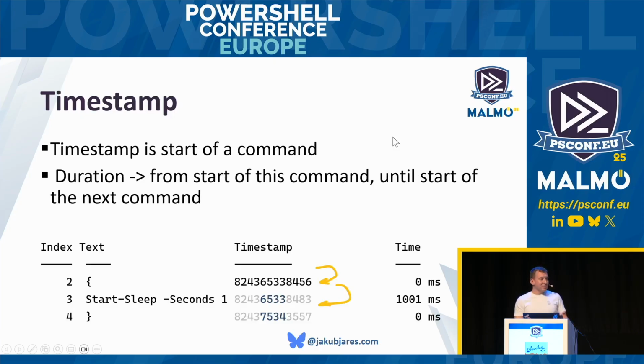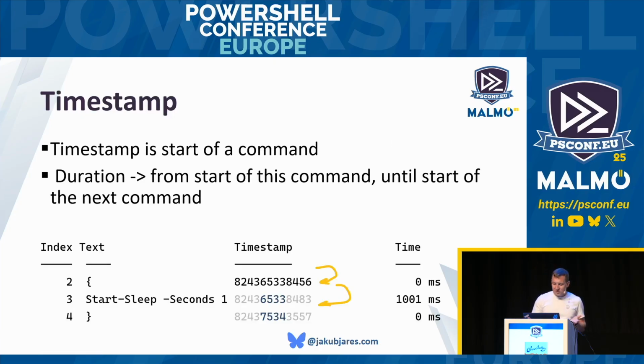Then we have the timestamp. How we figure out the time from it: we take this timestamp and subtract it from the next one. The arrows seem to be a little shifted, which is wrong, but this one goes here and this one goes here, and those are supposed to be milliseconds. So the difference here is 1001, and that's the duration of this Start-Sleep for 1 second, which I hope makes sense.